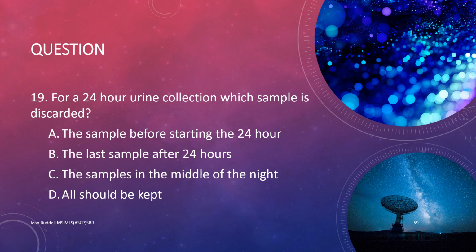Question 19. For a 24-hour urine collection, which sample is discarded? A. The sample before starting the 24 hours. B. The last sample after 24 hours. C. The samples in the middle of the night. D. All should be kept. The answer is A. The sample before starting the 24 hours.